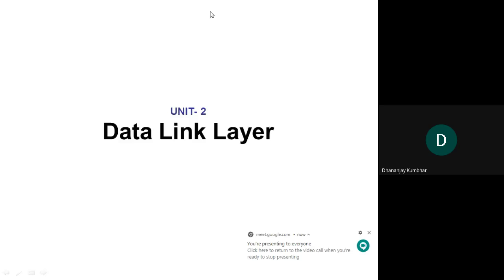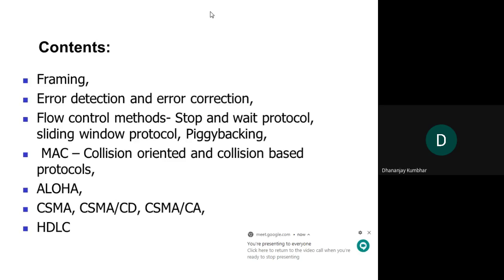Okay, unit number two. Unit number two is the data link layer. These are the contents from the syllabus: framing, error detection and correction. In that we have to study various algorithms, followed by flow control methods. Here are a few protocols: stop and wait protocol, sliding window protocol, piggybacking. Then the next case would be access control.